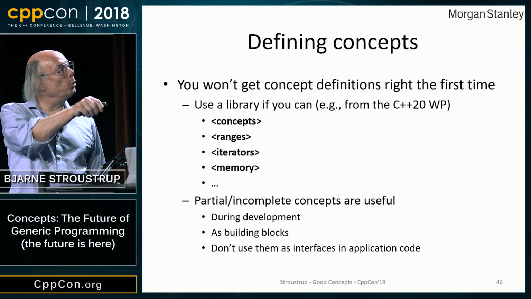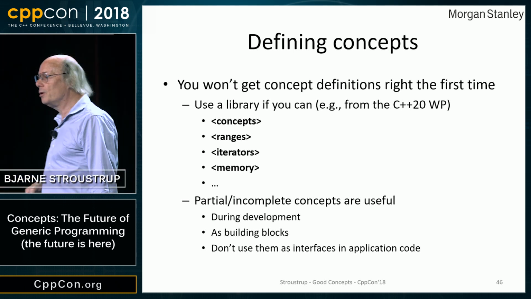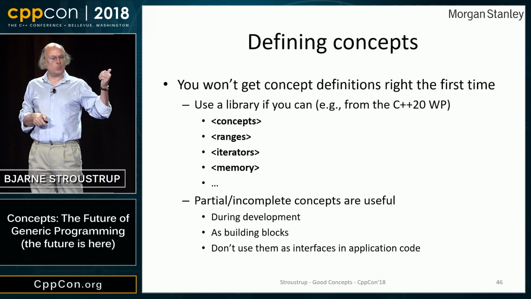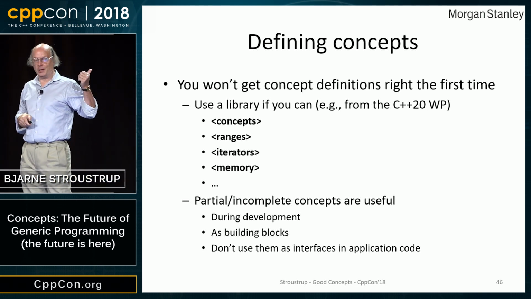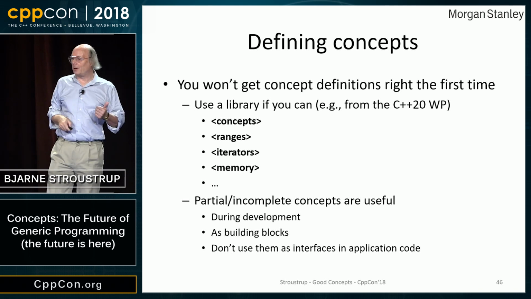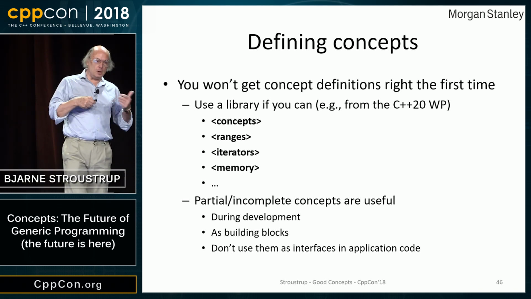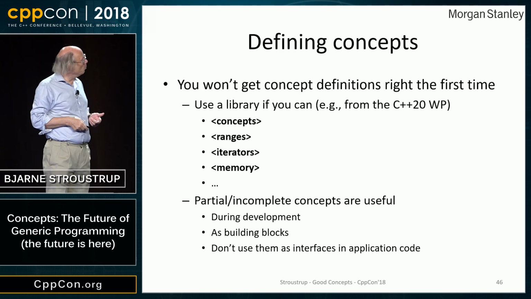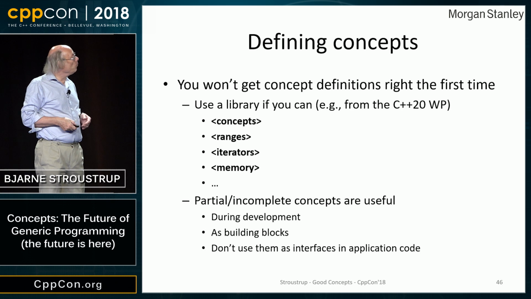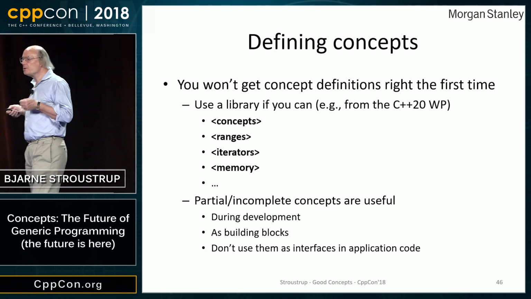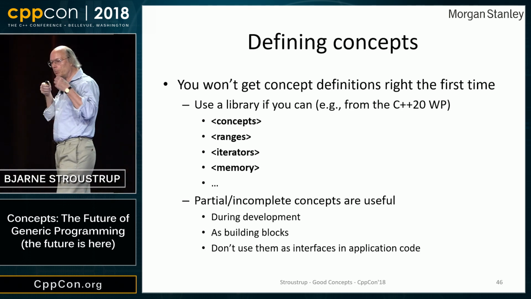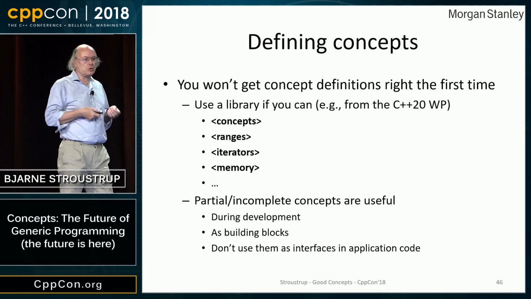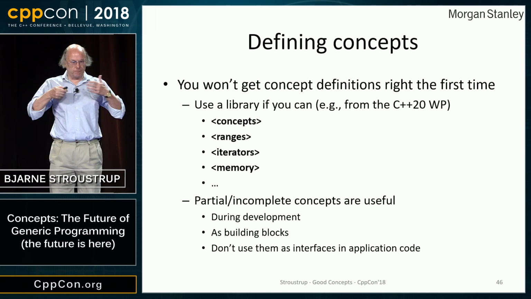There are in the working paper a concept section which has concepts, so that you will never actually have to do equality comparable and such, because they're already in the standard. Ranges, just about anything to do with algorithms and iterators, and there's more places to find them. One thing to remember is I emphasize the importance of complete concepts with semantics that make sense, they're fundamental.